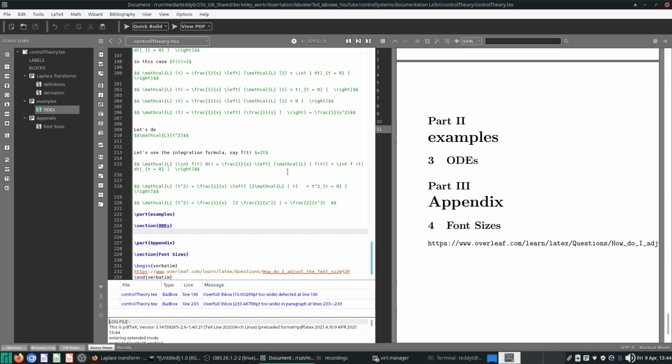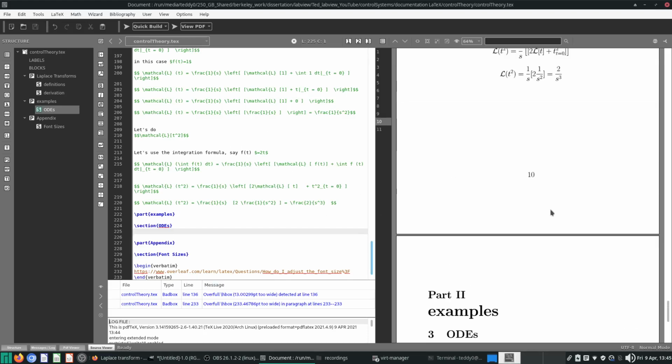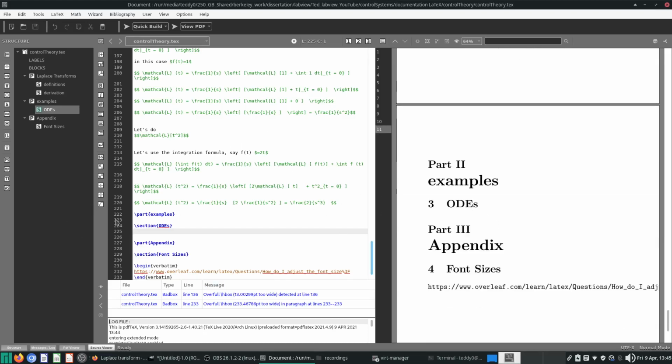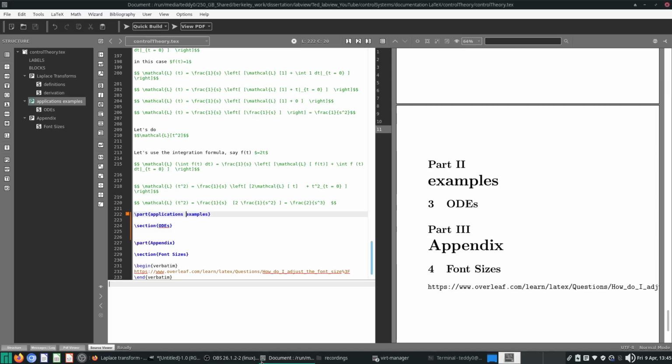So hi, welcome. Today we are going to talk about some applications of Laplace transforms. One example of an application is for ODEs, ordinary differential equations, for time-varying problems. For example, you have y double prime plus 2y prime plus y equals, let's say, sine omega t.